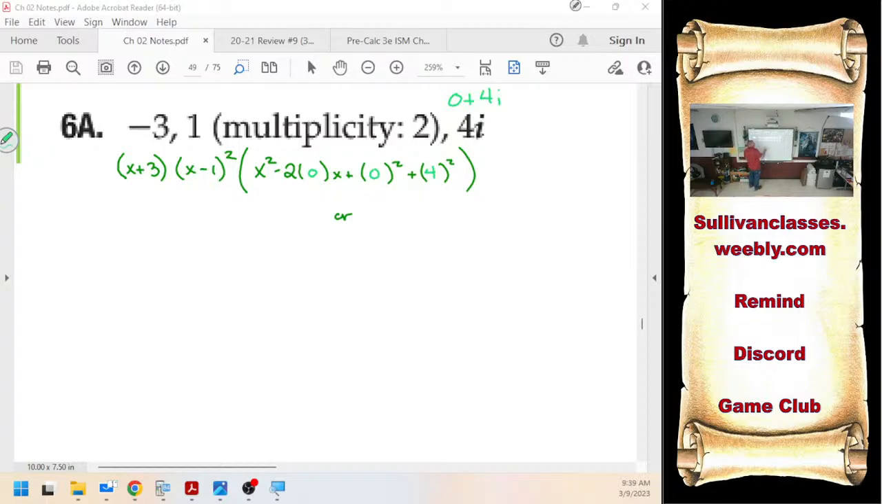Or you could just, because it isn't written as a complex number, you could just do x minus 4i, x plus 4i. They're both going to make x squared plus 16. Okay, both of them make x squared plus 16.